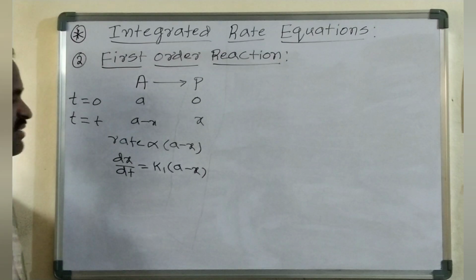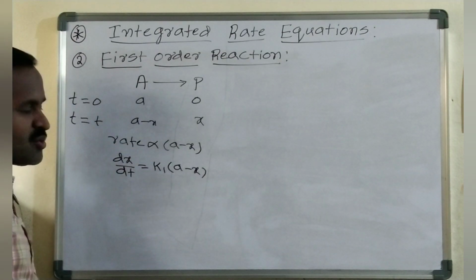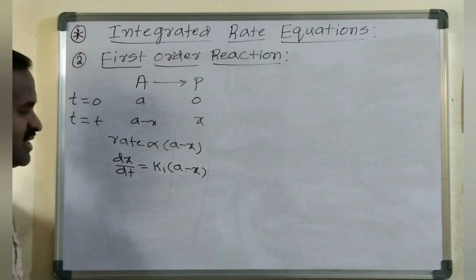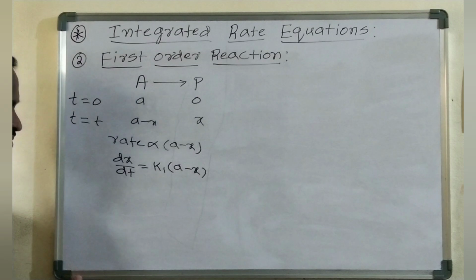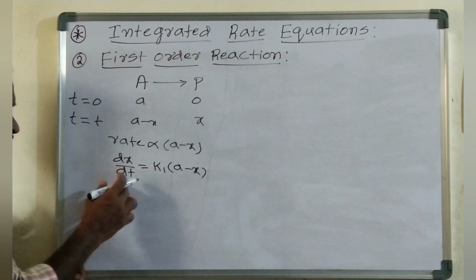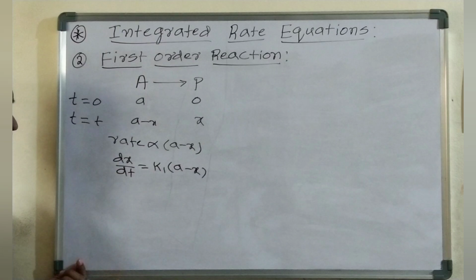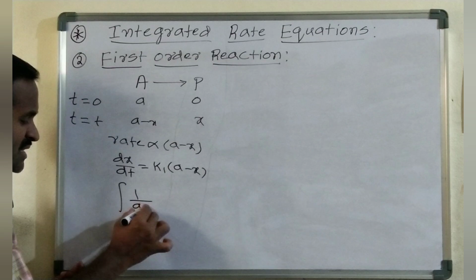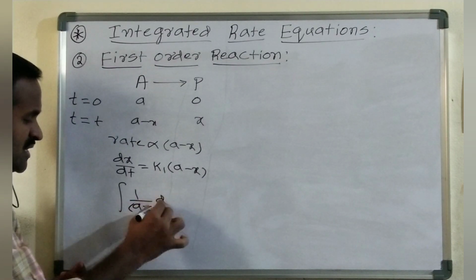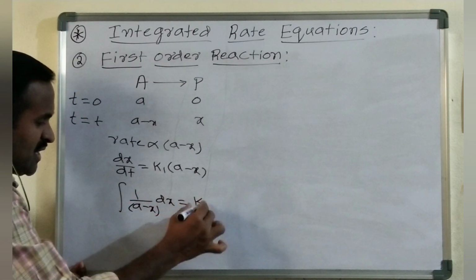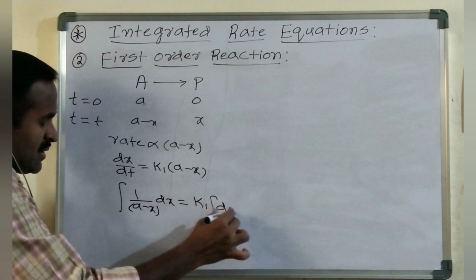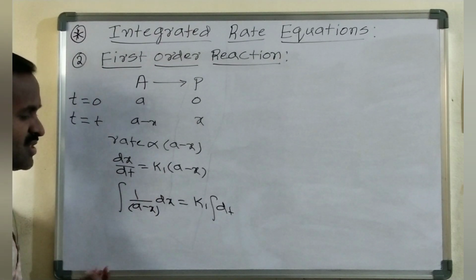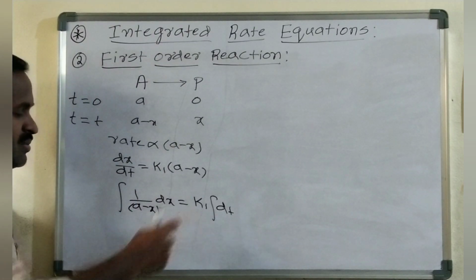According to the law of mass action, we can write that rate is directly proportional to the concentration a minus x, and rate we can write as dx by dt, that is equal to k1 into a minus x. So if you take dt this side and a minus x this side, that is the integration of 1 by a minus x into dx, that is equal to k1 into the integration of dt. Here k1 is the rate constant for the first order reaction.